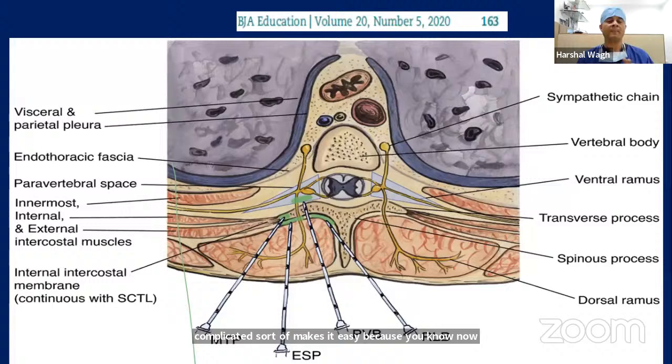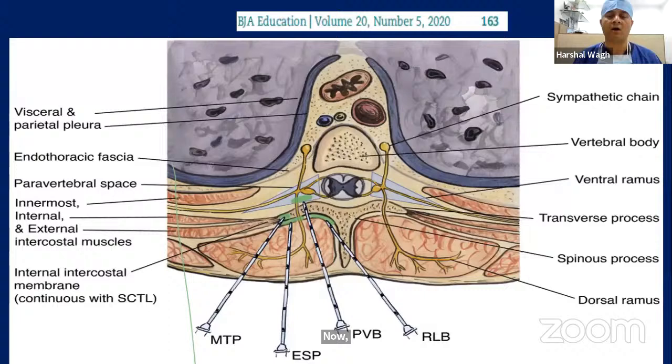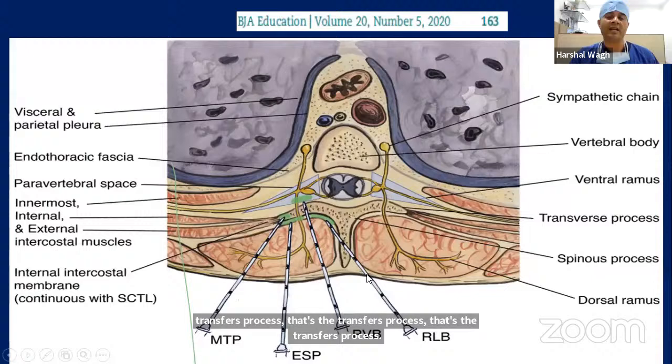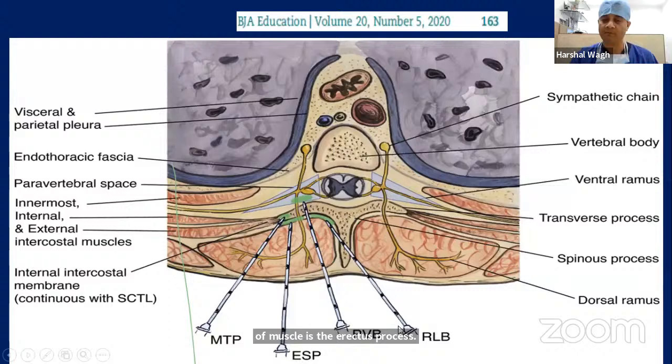fascial plane blocks. Now, quickly coming back to the blocks around the paravertebral area. Looking at this picture again, this is the spinous process, that's the transverse process. This group of muscle is the erector spinae muscle, which is supplied mainly by the dorsal ramus. Putting local anesthetic below the erector spinae, very close to the lamina, becomes a retrolaminar plane block. If you put it below the superior costotransverse ligament in the paravertebral region, it becomes the paravertebral block.